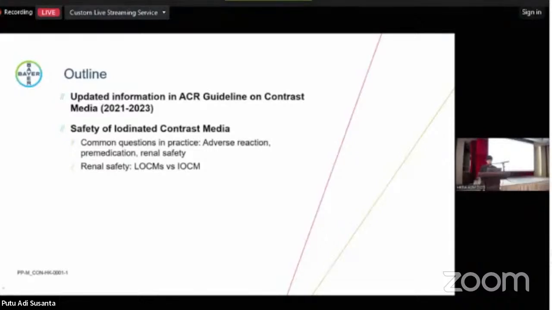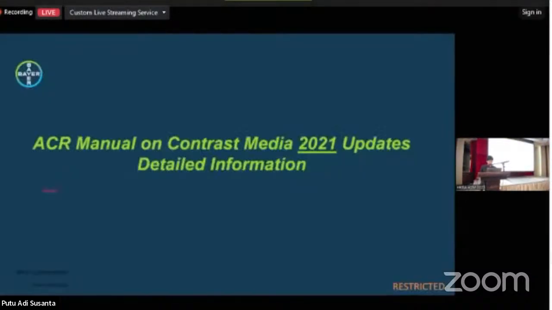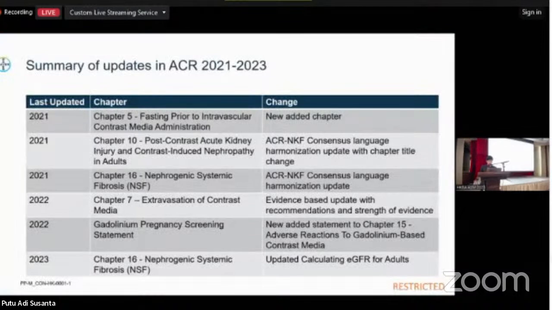First of all, this is the summary of overall updates in the ACR guideline from 2021 to this year. In 2021, there are three chapter updates, including chapter 5 for fasting, chapter 10 for post-contrast acute kidney injury, and chapter 16 for nephrogenic systemic fibrosis. And in 2022, two main chapter updates are on extravasation and on the pregnancy screening statement for gadolinium-based contrast agents. For this year, the main update is in nephrogenic systemic fibrosis regarding the eGFR calculations for adult patients. So I will go into more detailed information for each update.